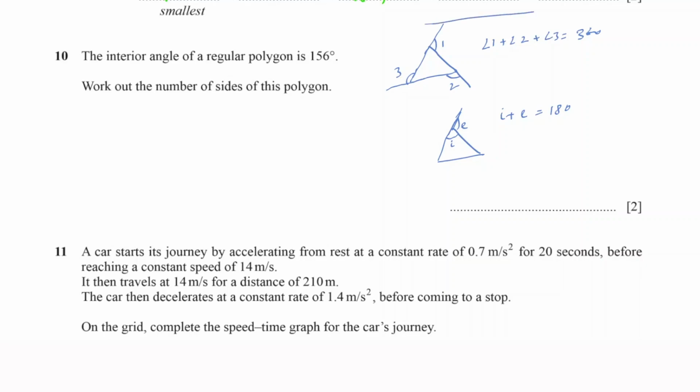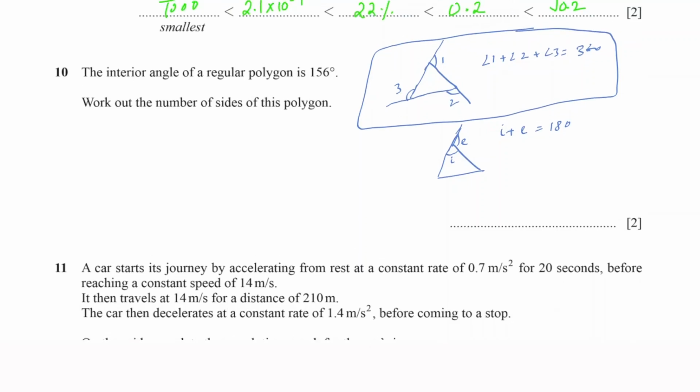Now, as I told you, the sum of exterior angles is always equal to 360. So we can easily find the number of sides also. To find the number of sides, we just have to divide this 360 by the exterior angle.